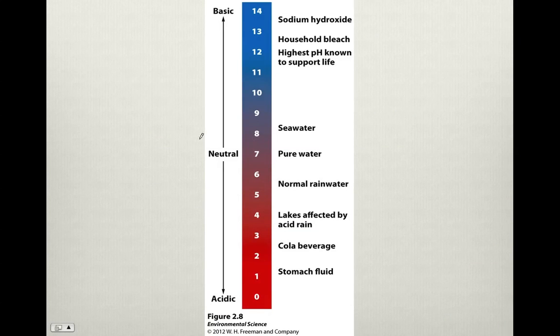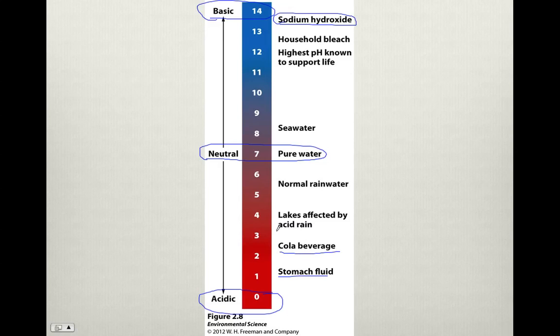This is the pH scale, which I'm sure you're familiar with. At 7, it is neutral, and that's pure water. At pH 14, it's most basic, and that's something like sodium hydroxide. We'll be using sodium hydroxide in a biofuels conversion lab. At pH 0, it's the most acidic, and so here are some examples of very acidic things like stomach fluid or soda.